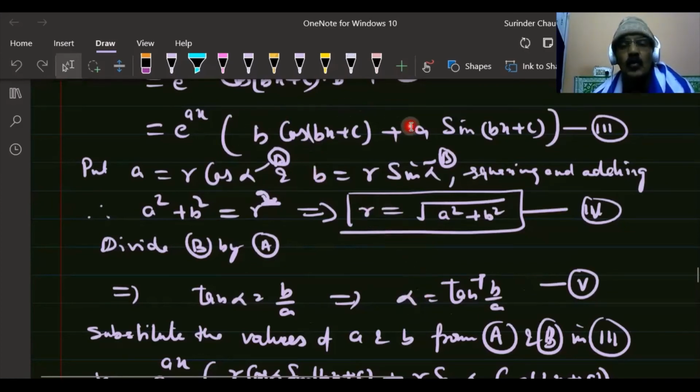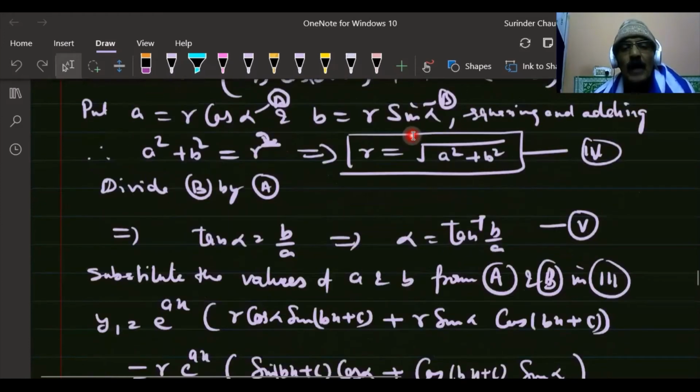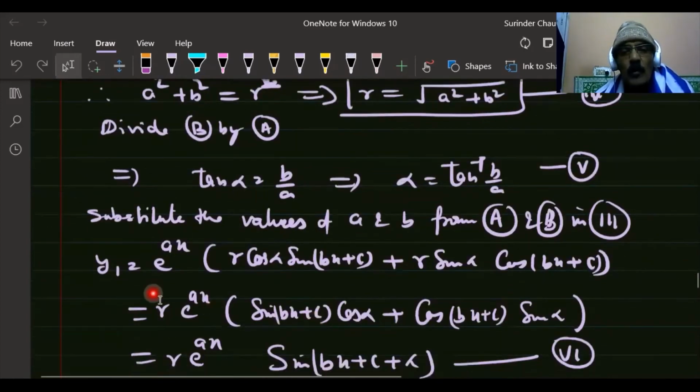These numbers are known to us. So after substitution, we have R cos alpha and R sin alpha. R comes out common, and this will be sin A cos B plus cos A sin B, sin of A plus B.